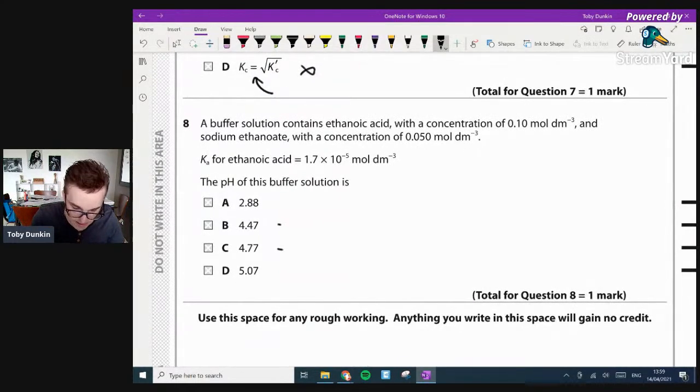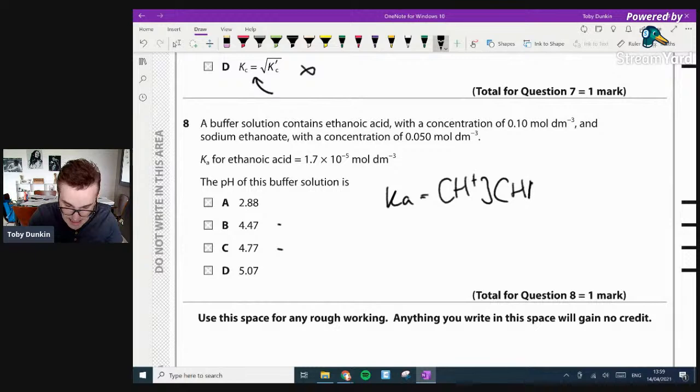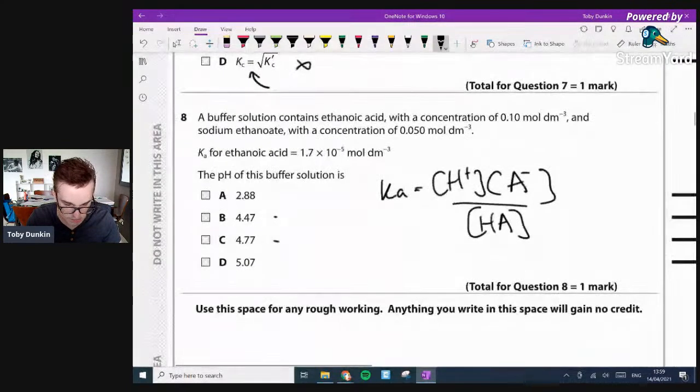But we can run this anyway. So what we're going to do is we're going to write our buffer equation, which of course is on the roadmap. I'm just going to treat this as HA, since this is A minus salt all over HA. Now I can treat this as HA because it's a multiple choice and there's no marks for working out, which means I don't need the real one.